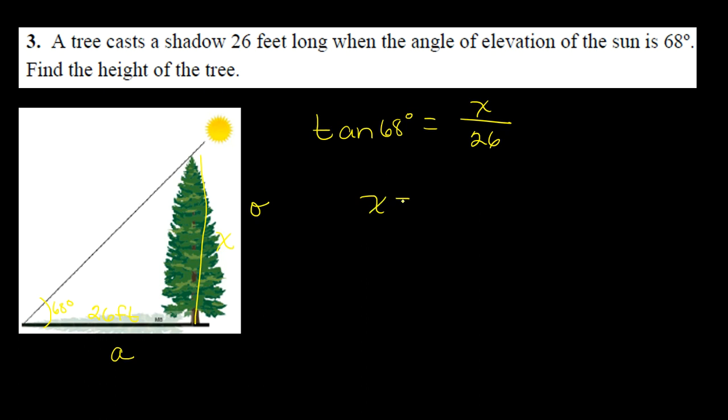We're going to cross multiply. We're going to see that x is isolated. So we're going to say 26 times tangent of 68. We get 64.35. So that gives me 64, and I round to the 10th, 0.4. And again, this is feet.